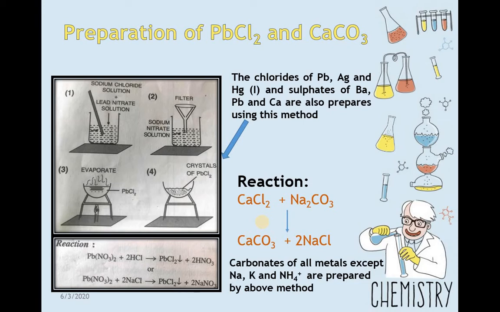Now it is filtered, washed with cold water several times and then collected. The washed precipitate is dried to obtain the amorphous powder of calcium carbonate. The carbonates of all the metals except sodium, potassium and ammonium are prepared by the above method.